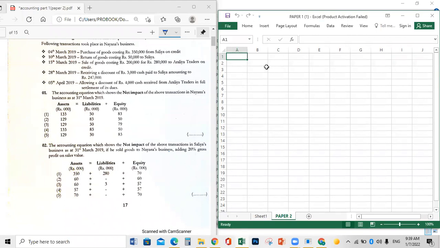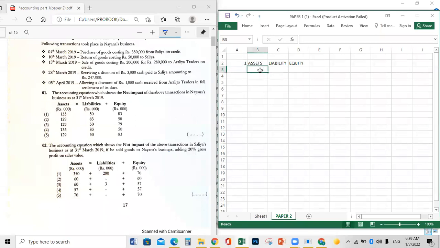So I will put here assets equals to liability plus equity. Please do before me. Try to do it before me. That would be really great. Guys, if you're done and if you have already got the answer, send the answer to the chat box and make sure you continue with the next question.